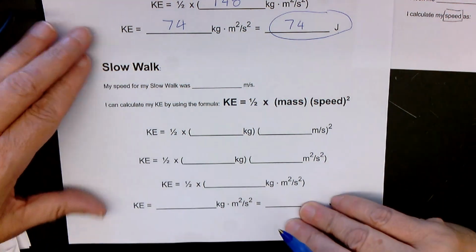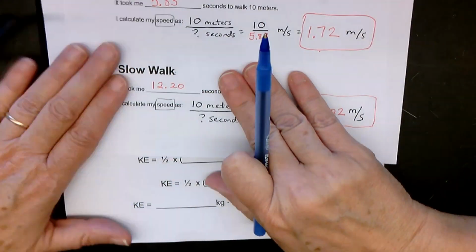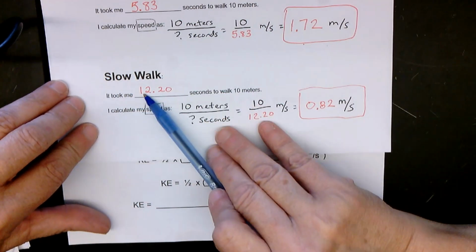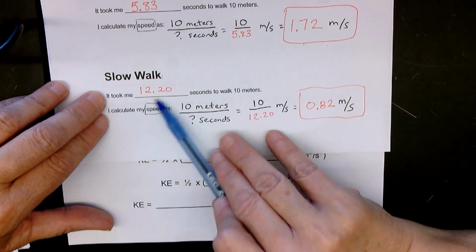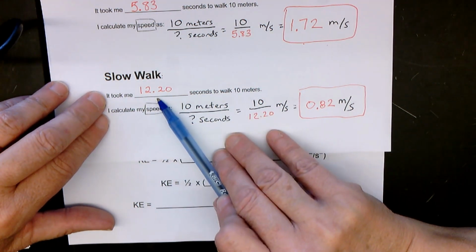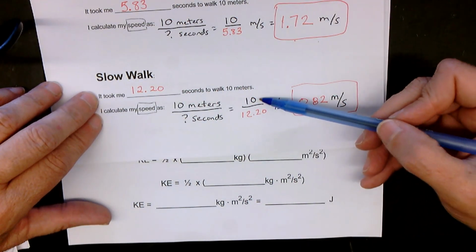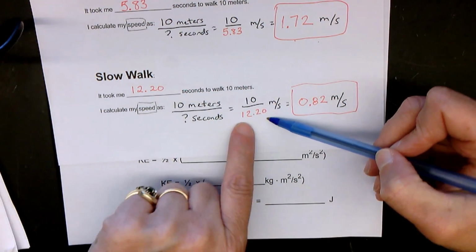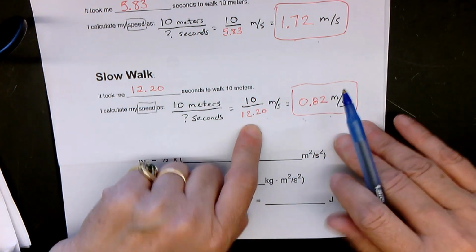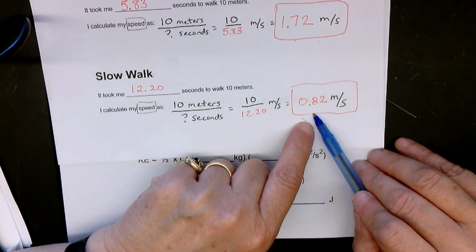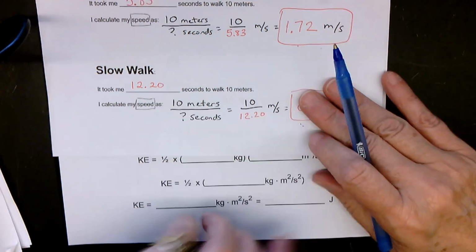Let me add one more example. I'll do the same thing for the slow walk. Slow walk, I have to go back over here. I know it took me 12.20 seconds to walk 10 meters, but that's not my speed. That's how long it took me. So I have to find the ratio. And the ratio was I walked 10 meters in 12.20 seconds. 10 divided by 12.20 is 0.82. That means I walked about 0.82 meters in 1 second.